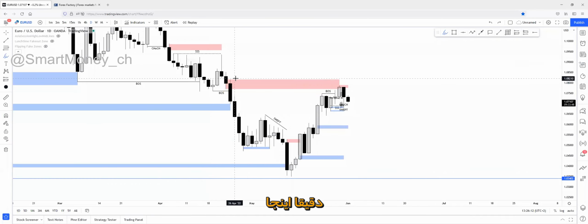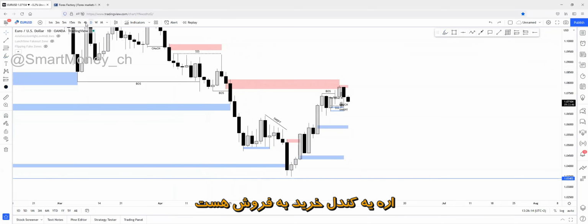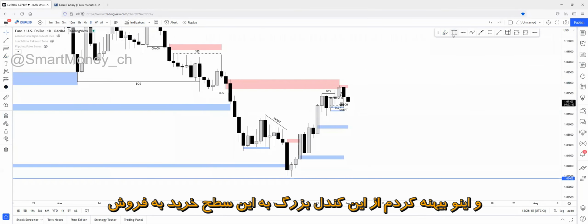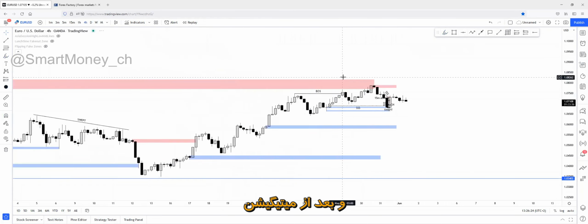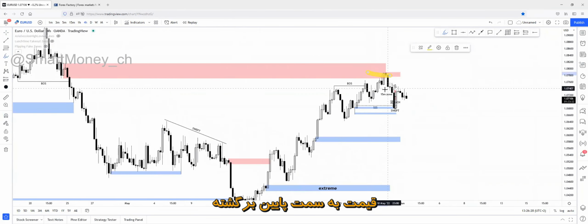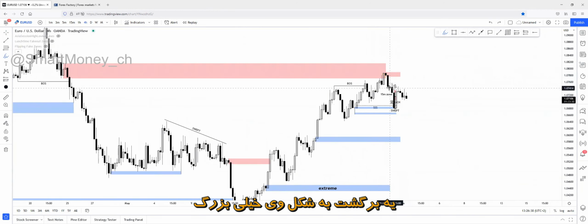So I marked this buy to sell candle right here, and refined the overall daily zone from this huge candle to this buy to sell candle. Prices mitigated the zone, as you can see perfectly. And after a mitigation, almost 50% mitigation right here, price just reversed to the downside with a huge V-shape recovery, right?